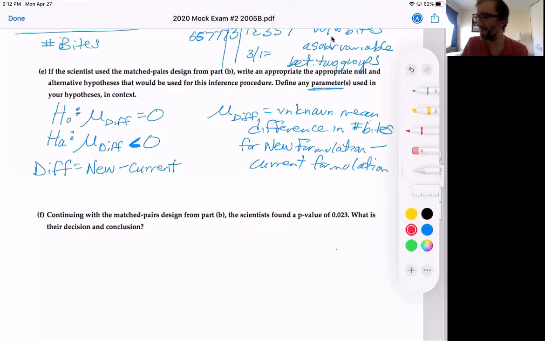Tips and keys about defining. Make sure you mention mean and difference. That's not a difference in means, plural, but it's one mean difference. And make sure that you have the variable that you're measuring. It's really helpful that you say something like unknown or population or actual or true, as long as you don't say it's the sample mean. The sample mean's x bar. This is the population mean, mu. So the unknown mean difference in number of bites for the new formulation and the old formulation.